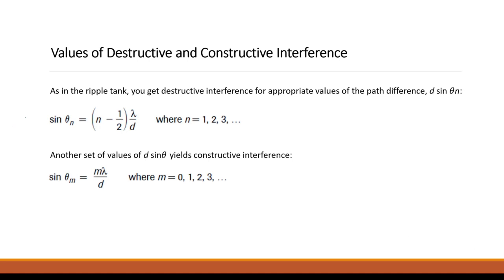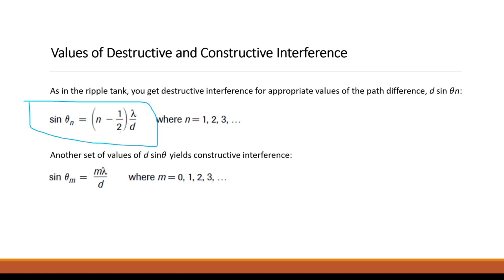And so for destructive interference, we can use this formula we've seen before. If we plug in n equals 1, 2, 3, 4, and we definitely know the wavelength and we definitely know d, and we just take the sine inverse of this whole expression, we'll get increasing increments of angles where the destructive interference occurs.